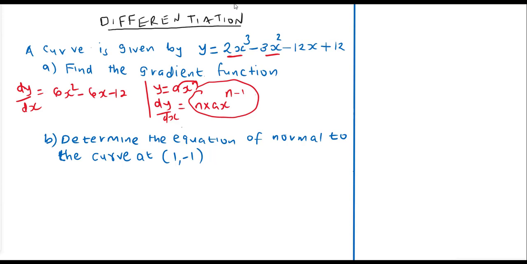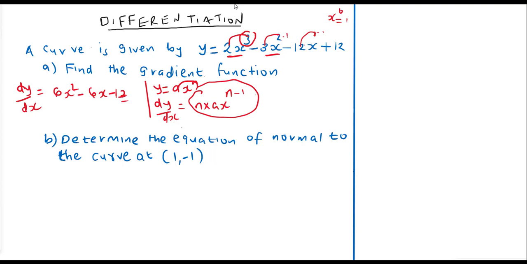So in this case, for the first element, the value of n is 3. That's why we are multiplying 3 by 2 to arrive at 6. And the power of x reduces by 1, that becomes 2. Same applies to this one also. We multiply 3 by 2, we get 6, and the power of x reduces by 1. Also, for the 12, this is the same as 12x to the power of 0. Any number raised to the power of 0 is always 1. And that's why we are writing only 12 itself.